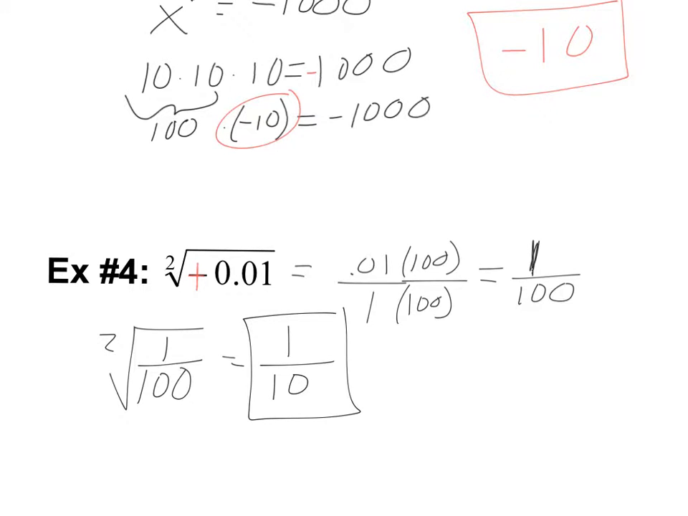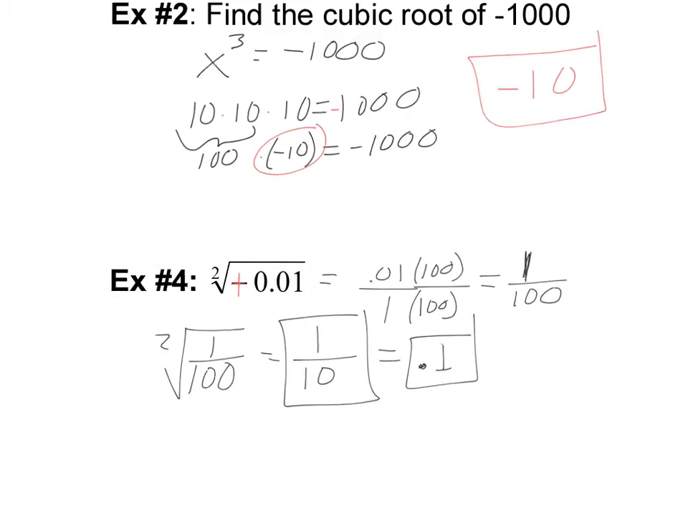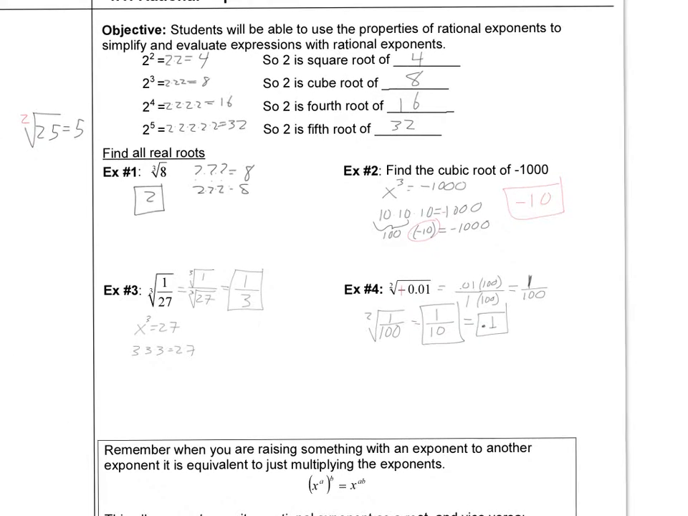Okay, so we've figured that out. And if you wanted to write it back in the decimal form, you could. That's just 0.1. Alright, so that was just some playing with roots and cube roots and square roots and that kind of stuff, just to familiarize yourself with that language.